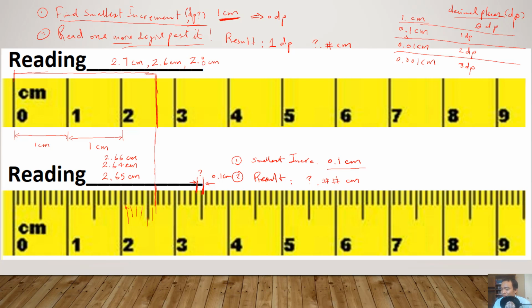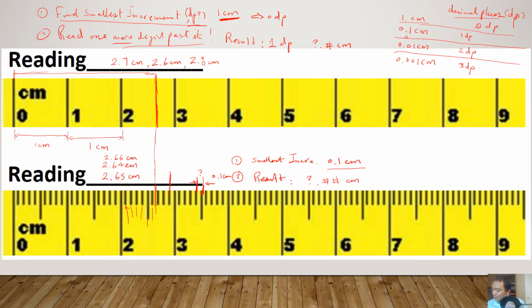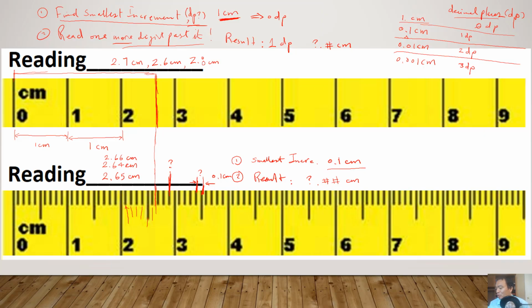For example, if the length falls right over here. So if it's like this, how would you read it? So apparently it's right on 2.9, right? But when you record it, what should you record? You don't want to record it as 2.9. 2.9 centimeter is actually wrong.